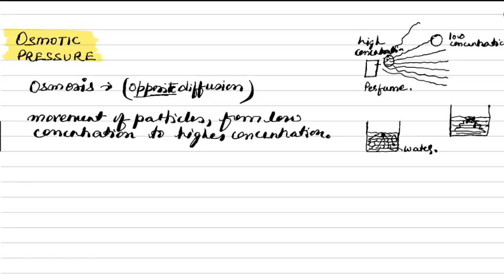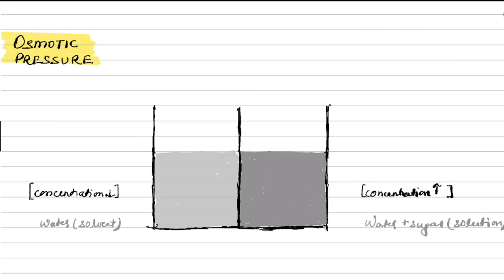So now let's create some pressure of osmosis. Let's do some osmosis. For diffusion, I used perfume, and water and sugar. So what is my setup? Let me show you my setup for osmosis. So this is my setup. First understand what I have done here.